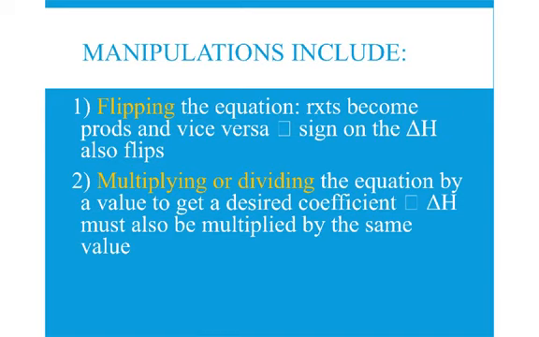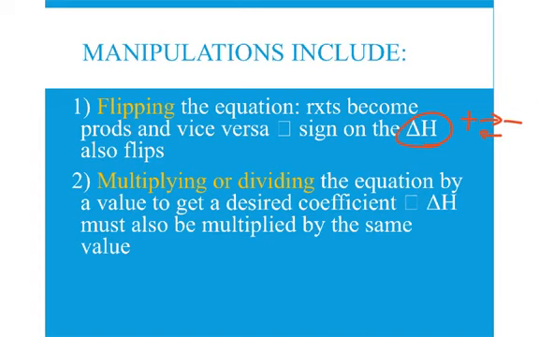There are two different types of manipulations we can do. We can flip an equation, and when we flip it, it means the reactants become products and vice versa. If we flip an equation, we also have to flip the sign on the delta H. So a positive becomes a negative and vice versa.